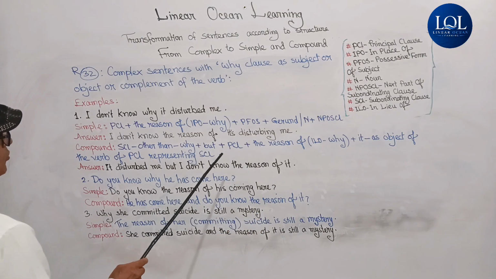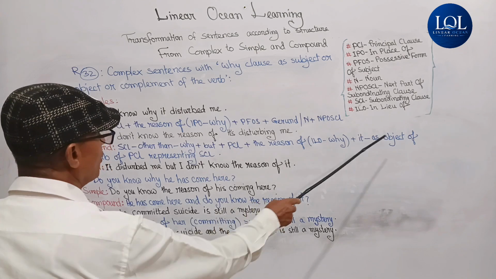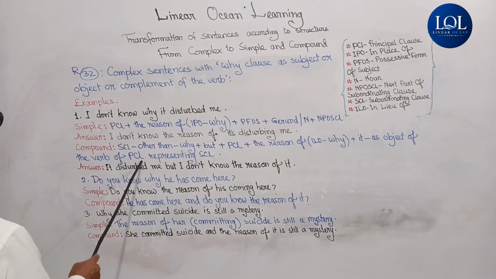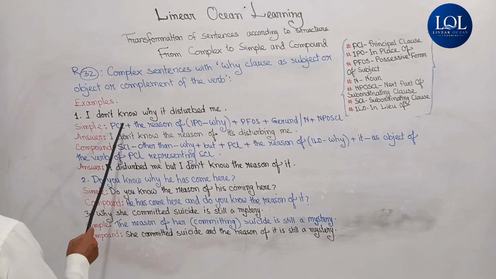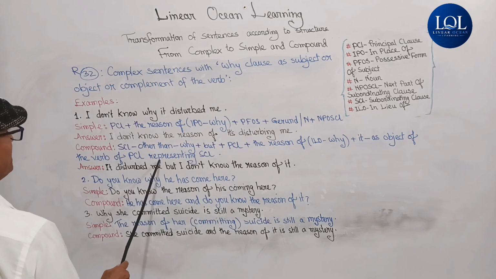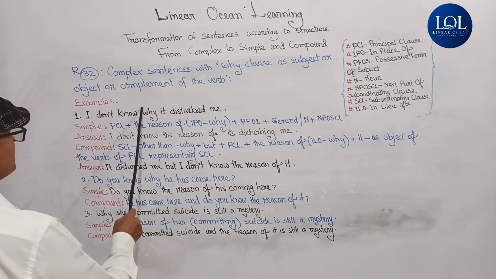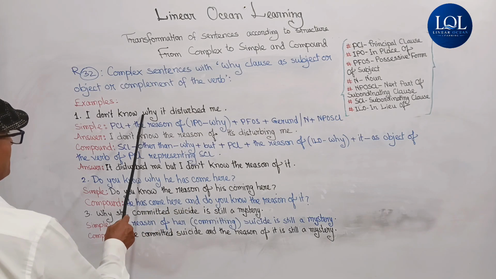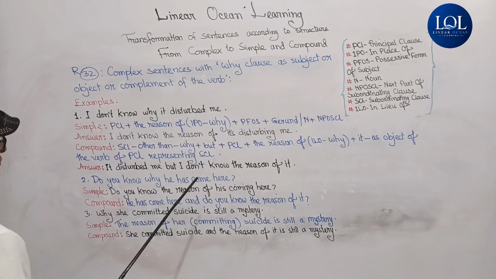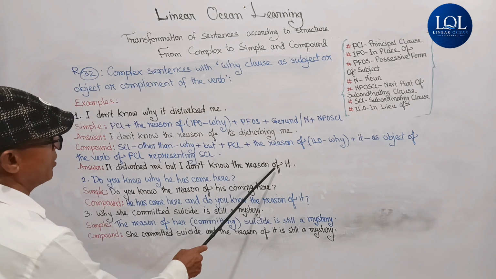Instead of why, we have to write the reason of it as the object of the verb of PCL. PCL here is "I don't know", and its object is it, representing SCL. "Why it disturbed me", in place of that we have to write it. So the answer, that means the compound sentence, is: it disturbed me, but I don't know the reason of it.